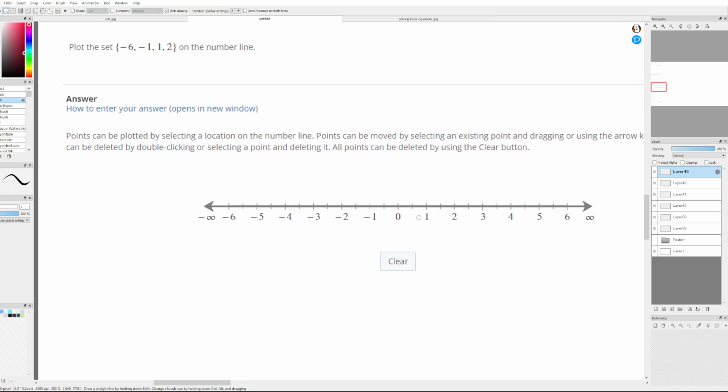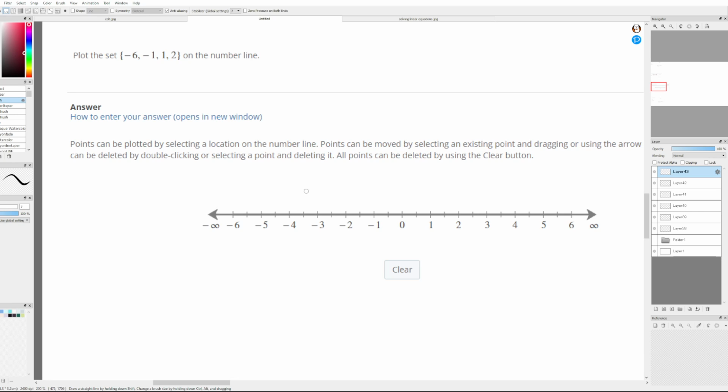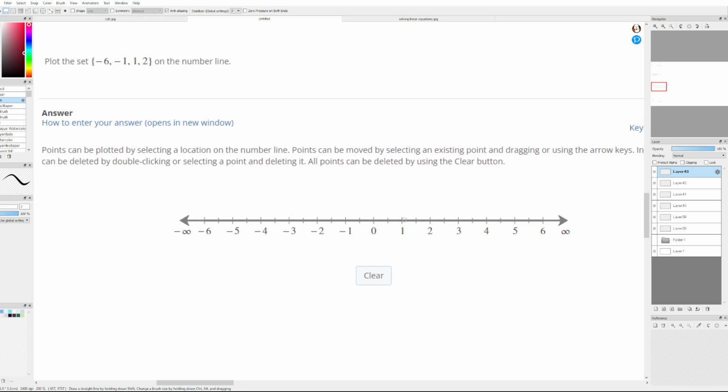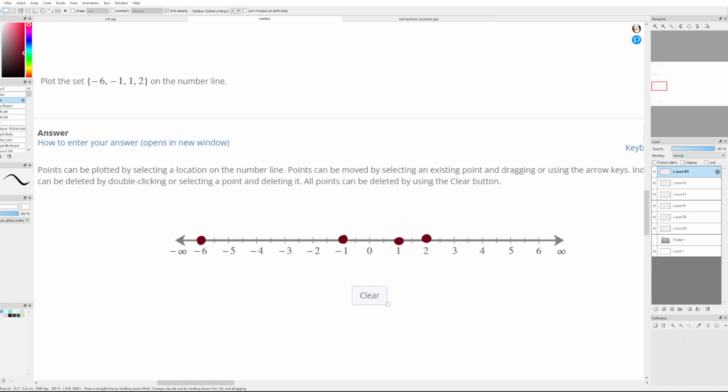Next, we're going to be talking about number lines. We have negative 6, negative 1, 1, and 2. And really, it's as straightforward as it seems. So we have 1, we have negative 1, we have 2, and we have negative 6. And that would be all that we need to do.